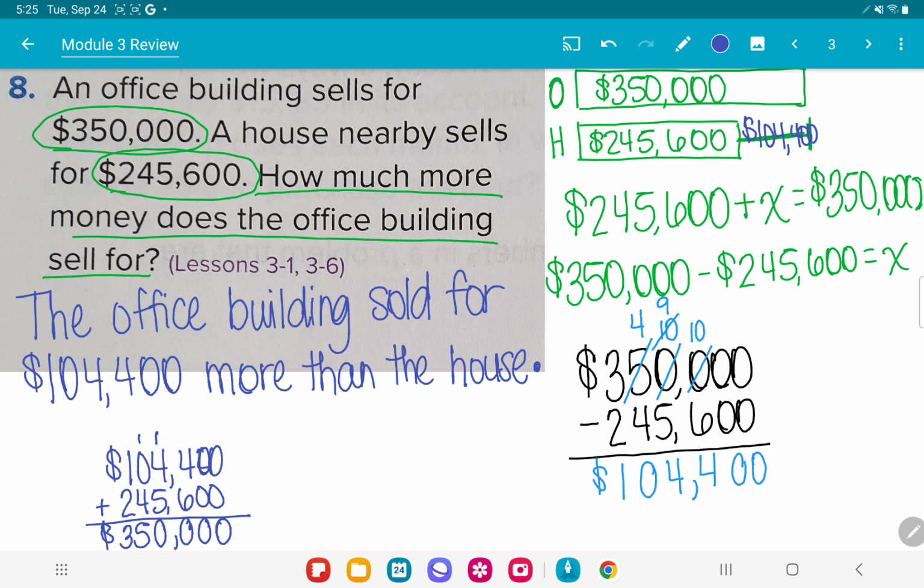The office building sold for $104,400 more than the house. We know our variable X has a value of $104,400.